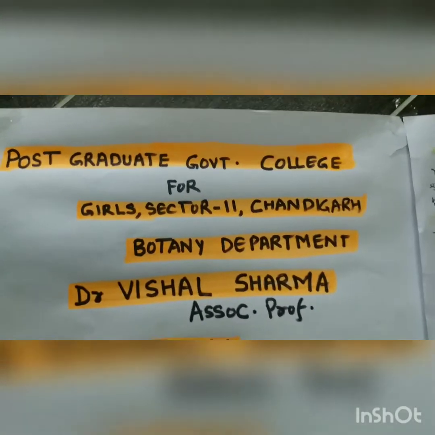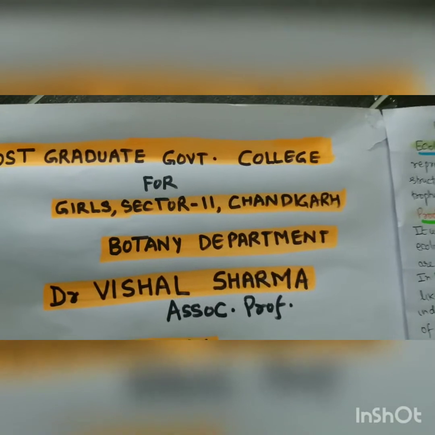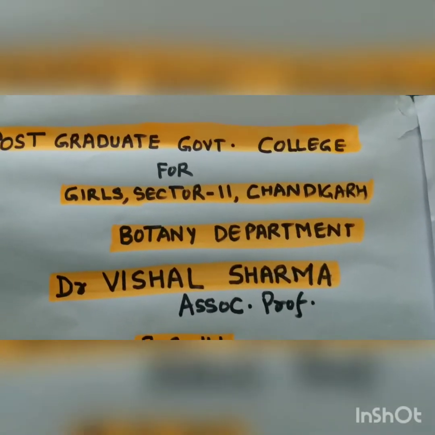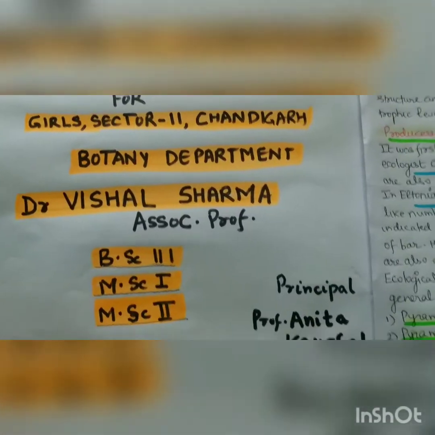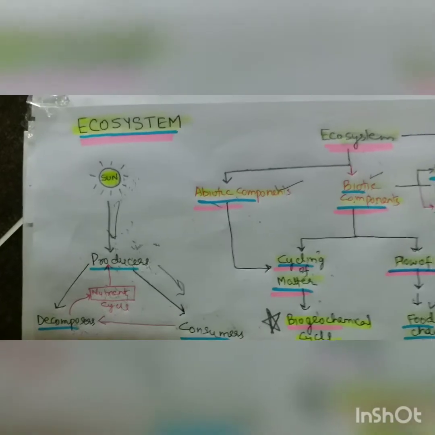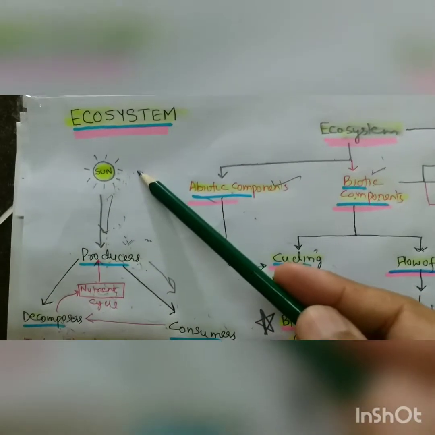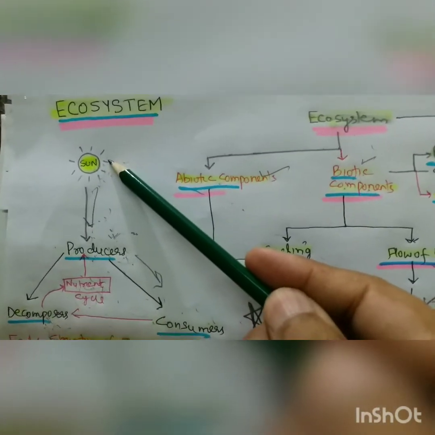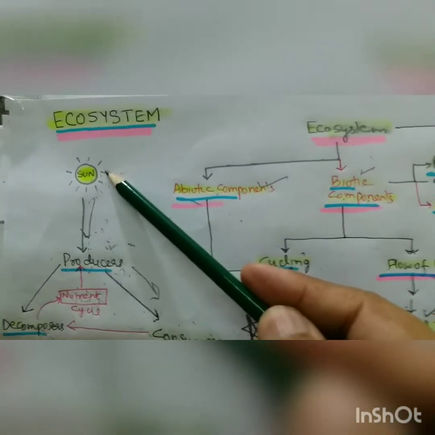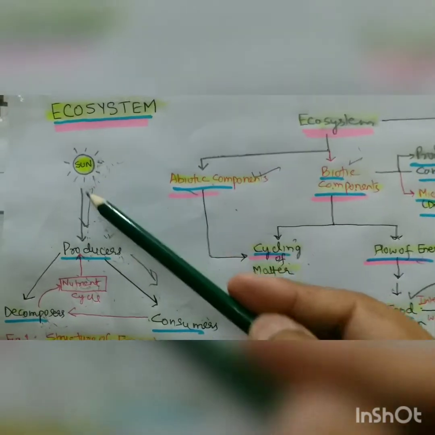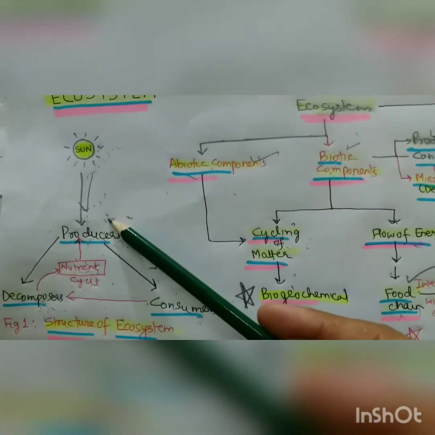Okay, welcome back. Today we are doing part 4 of ecosystem, that is ecological pyramids. Before I move to the ecological pyramids, I just want to revise what we did till now. We did the structure of ecosystem, which started from the sun. And if the ecosystem starts from the sun, we have the food chain called grassland.